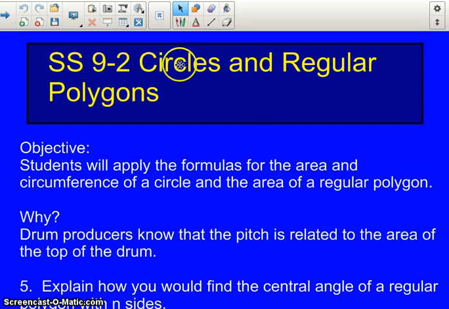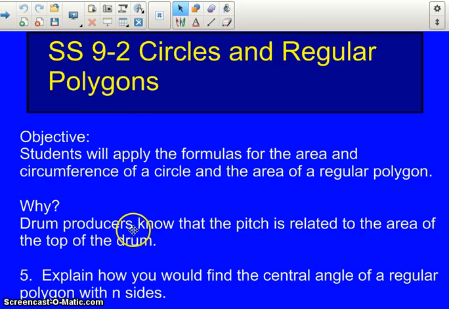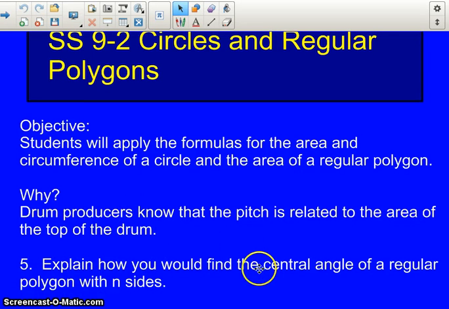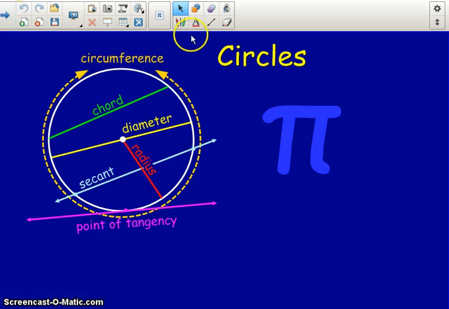This one will be section 9.2, over circles and regular polygons. So make sure you read the objective and the why, and answer number 5 in your notes. A few things about circles, and I think we've got pages for each one of these, but good drawing always does help get us started.